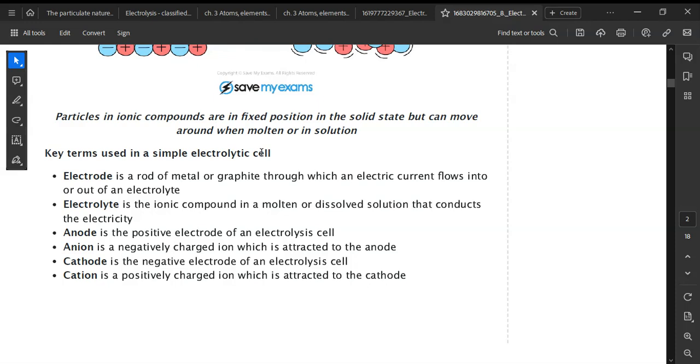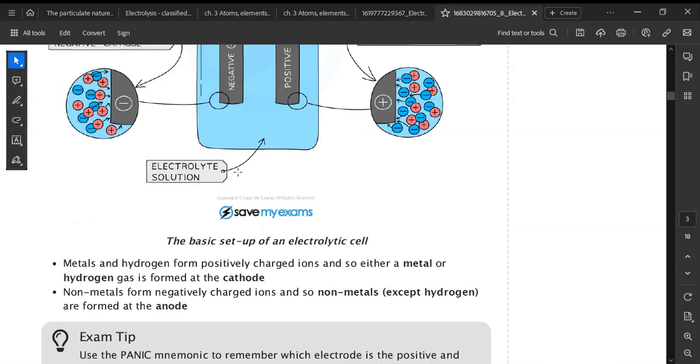Cathode is the negative electrode of an electrolysis cell. Cation is a positively charged ion which is attracted to the cathode. Okay, over to Daniel.